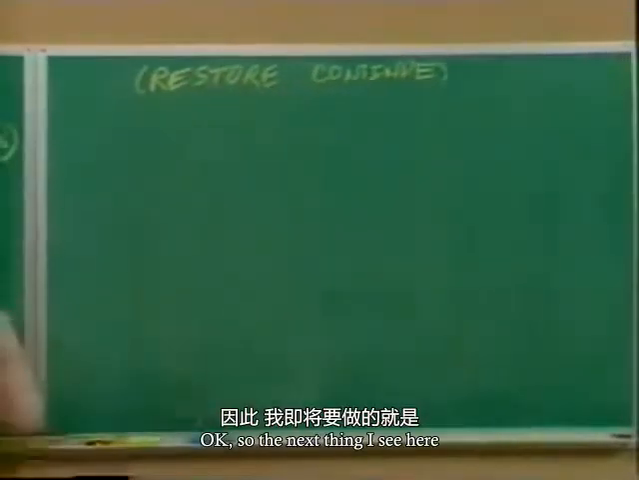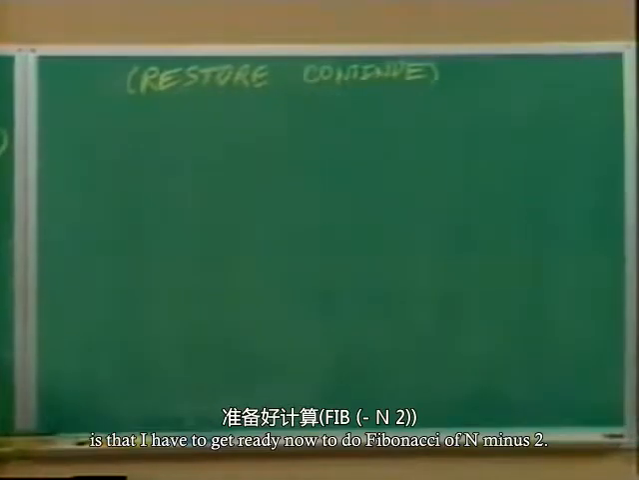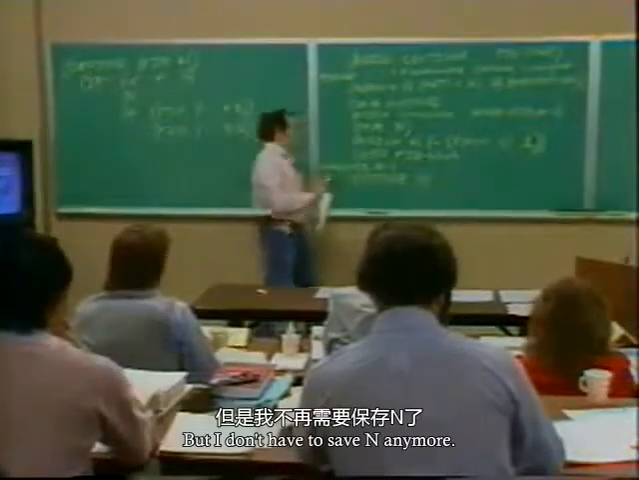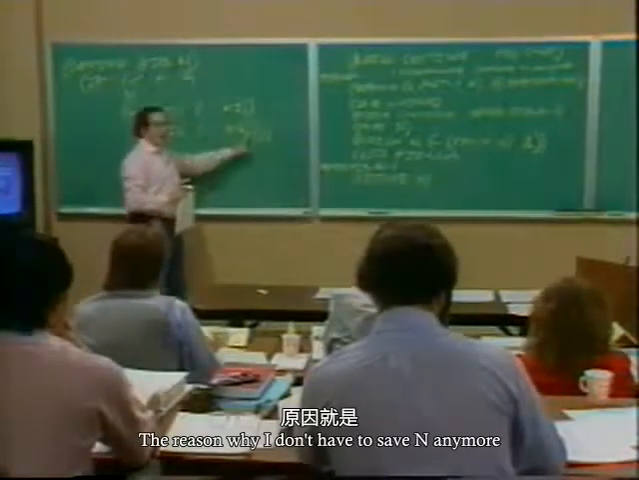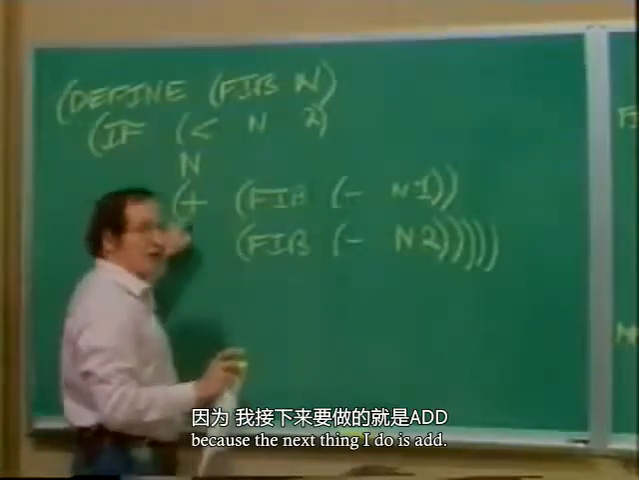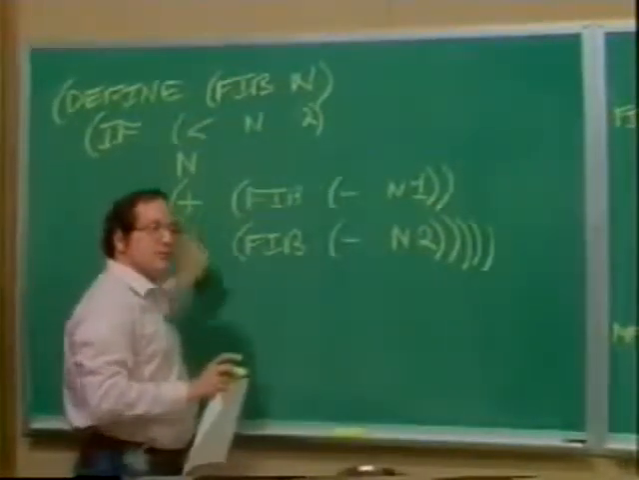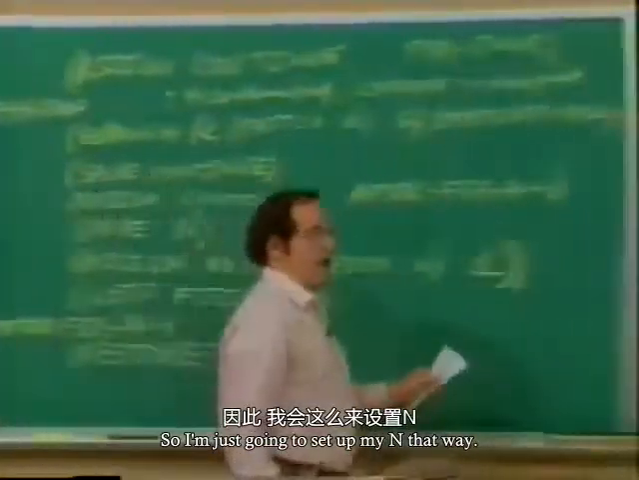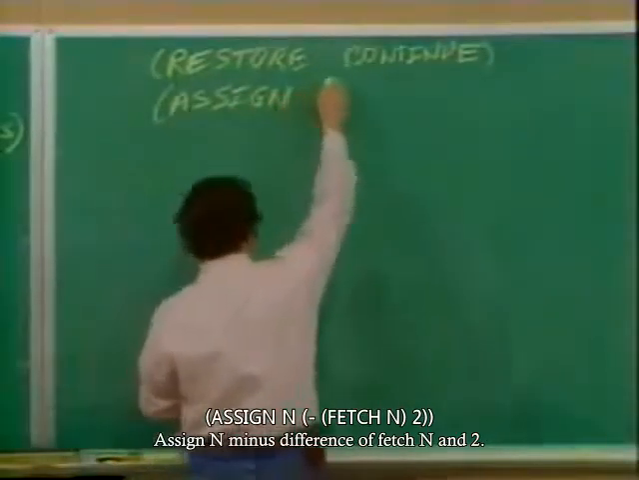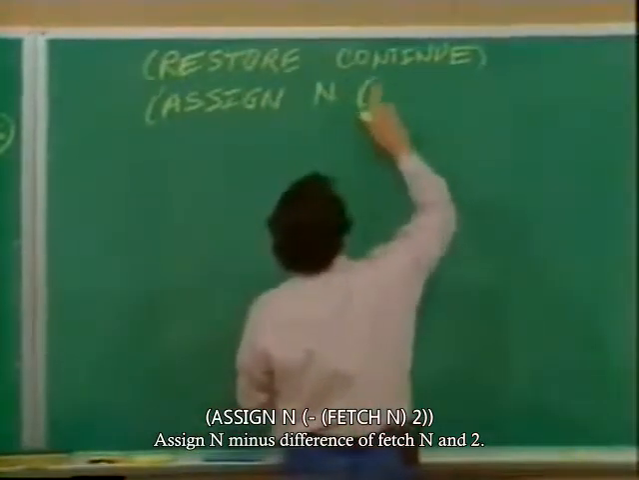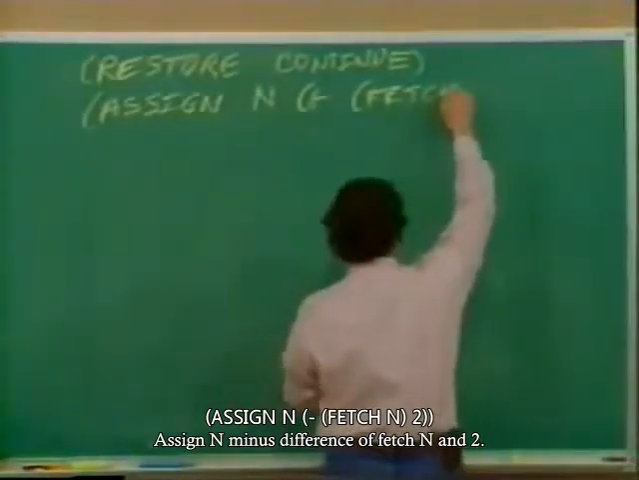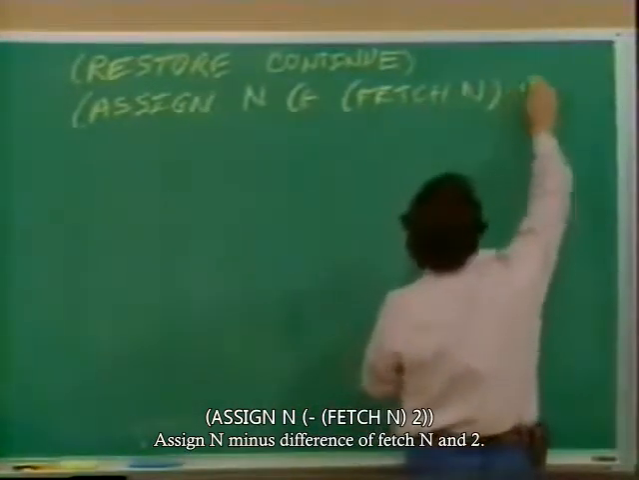OK, so the next thing I see here is that I have to get ready now to do Fibonacci of n minus 2. But I don't have to save n anymore. The reason why I don't have to save n anymore is because I don't need n after I've done fib of n minus 2, because the next thing I do is add. So I'm just going to set up my n that way. Assign n minus the difference of fetch n and 2.